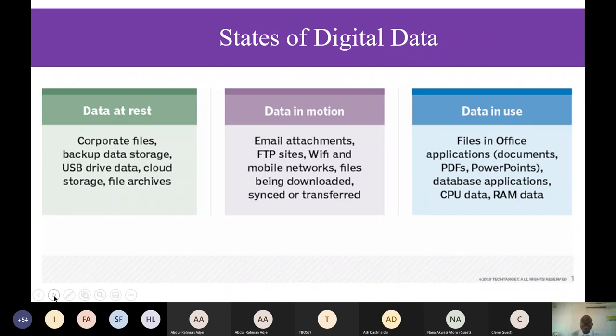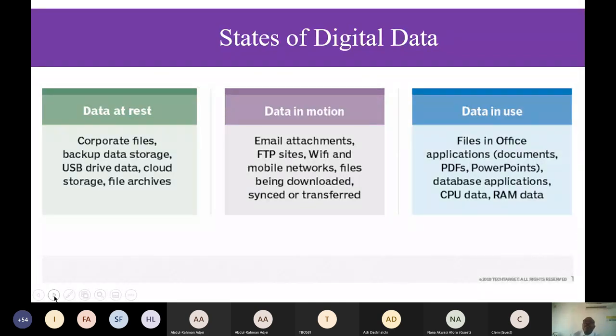So data at rest is data that has been backed up and stored, on a USB drive, in the cloud, or stored in an archive. So those of you who have external storage with corporate data on it, that is data at rest. And for this data at rest, you must be clear in your mind what the state of it is. Is it encrypted? Have you secured it, so that when you lose it, it will not pose a threat to patients and the organization?